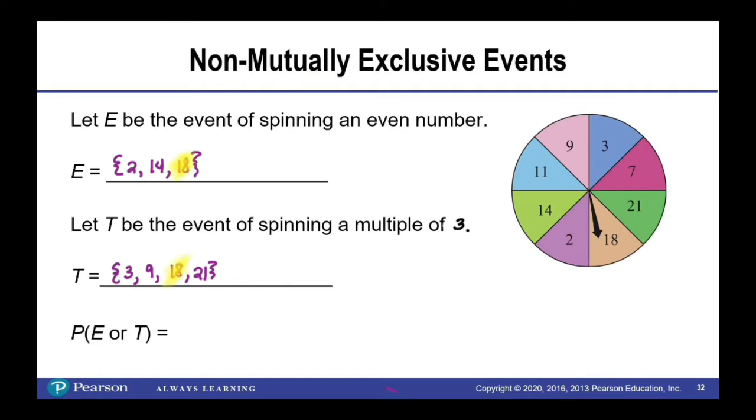So let's think about first E or T. Well, from E, I have the numbers 2, 14, and 18. From T, I have the numbers 3 and 9. I don't want to list 18 again, and then 21. So there are 6 numbers in E or T divided by 8 numbers total gives us a probability of 3/4.